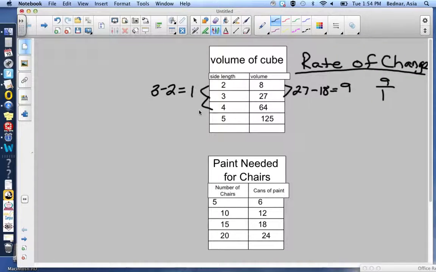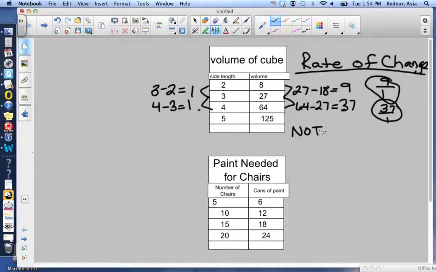So let's do it again here. We're going to take 4 minus 3, and that will equal 1 for this. Then we're going to take 64 minus 27. 64 minus 27 is going to give us 37. So when I write that ratio or rate over here, I get 37 over 1. I can already tell from this point that these rates of change are not constant. If they are not constant or always the same, then this is not linear. It is not a straight line if it does not have that relationship.